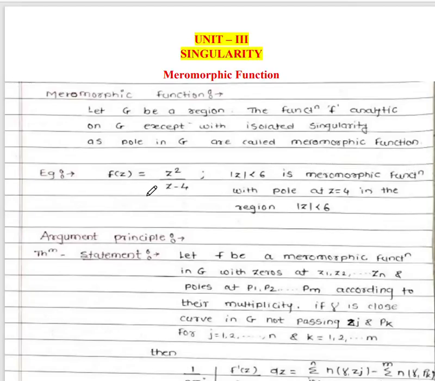For example, f of z equal to z square upon z minus 4, with mod z less than 6, is a meromorphic function with pole z equal to 4. Here z equal to 4 is the pole in the region mod z less than 6. Mod z less than 6 represents a circle whose center is 0 and radius is 6.